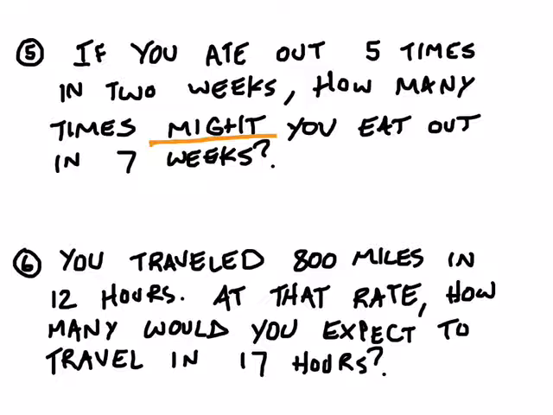Might is a word for making a prediction or giving an expectation. It's sort of like asking for a guess. And since we don't have enough information to know for certain, we're just going to have to use the information we already have and assume that it's at a consistent rate. So if you ate out 5 times in 2 weeks, maybe that's proportional to the number of times you'd eat out in 7 weeks, and we'll just set it up that way. So we have to keep units the same, 5 times 2 weeks. So 7 weeks will go on the bottom with 2 weeks, and the number of times I eat out is going to be unknown.